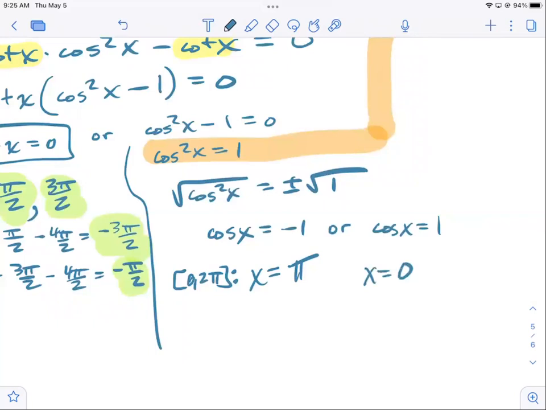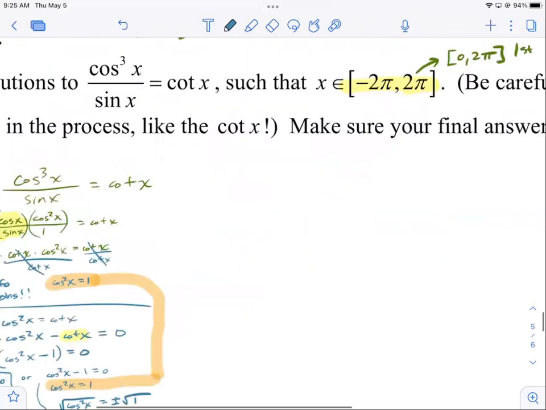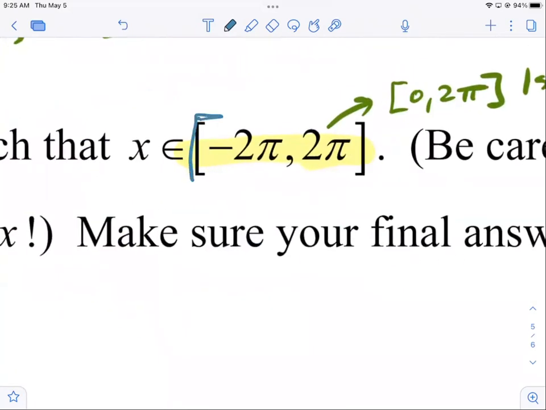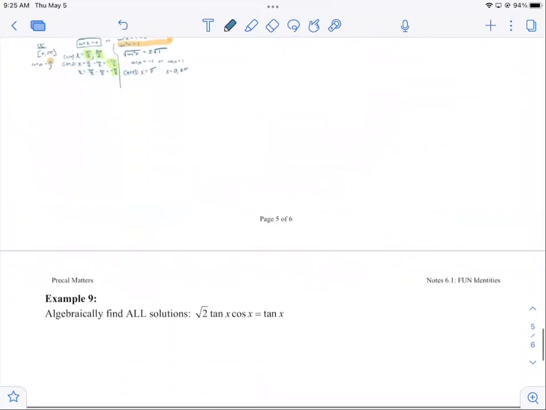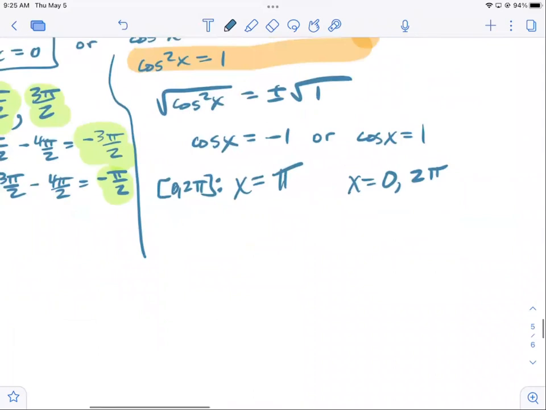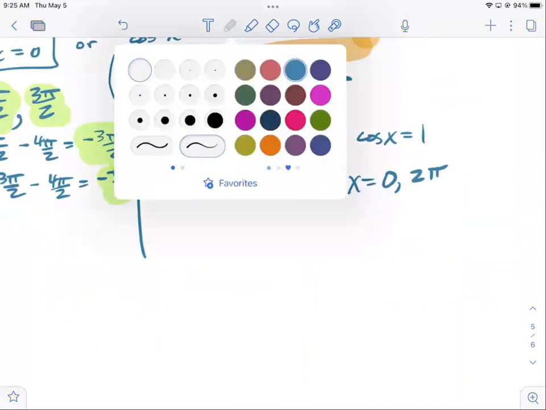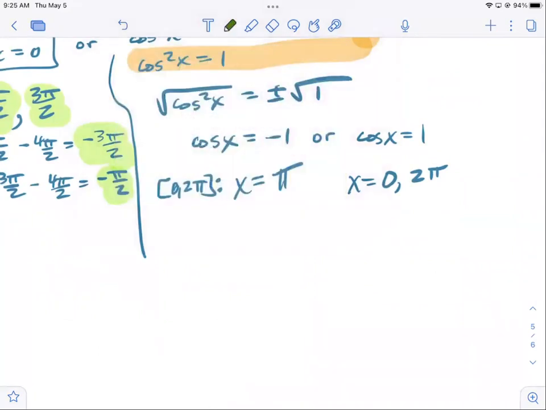So we could say 0. Now 2 pi technically would be the start of the next rotation, but I'm going to list it because I want all the solutions on the closed interval from 0 to 2 pi. So I do want both of those. That's 3 solutions now. But there's more because I have the expanded interval.